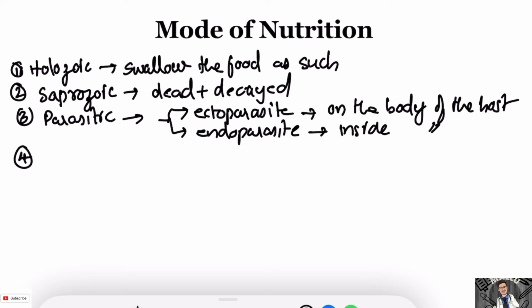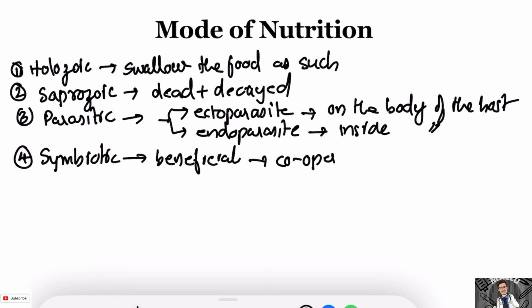Then, based on nutrition, we have a fourth division called symbiotic. Symbiotic is a beneficial type of nutrition. Both the host and the organism which stays with that are benefited. Okay, it's a cooperation. An example for this is lichen. Fine, that completes the classification based on mode of nutrition.